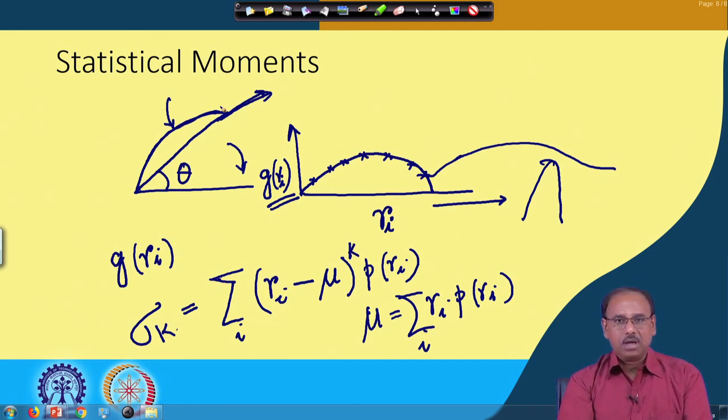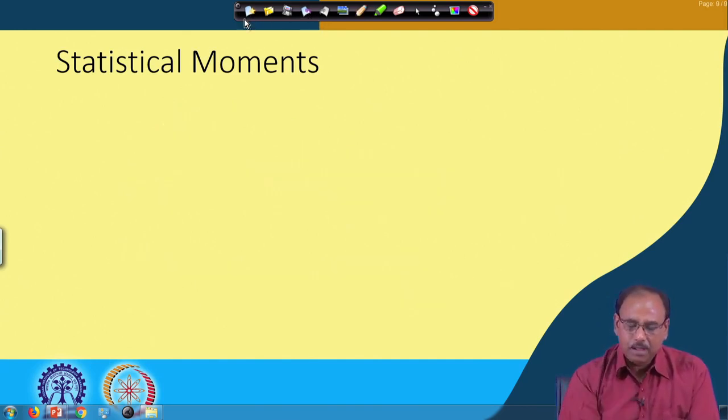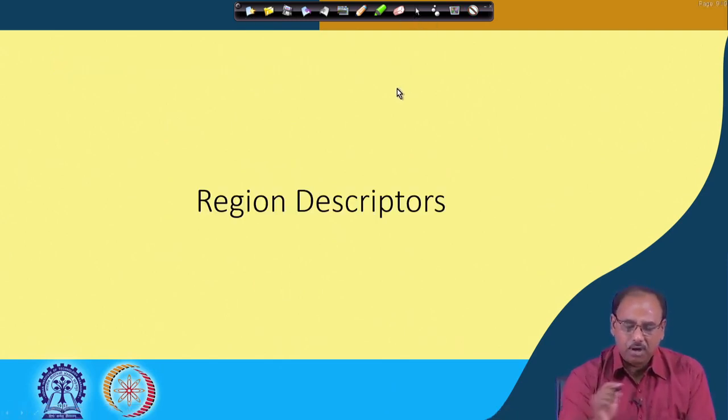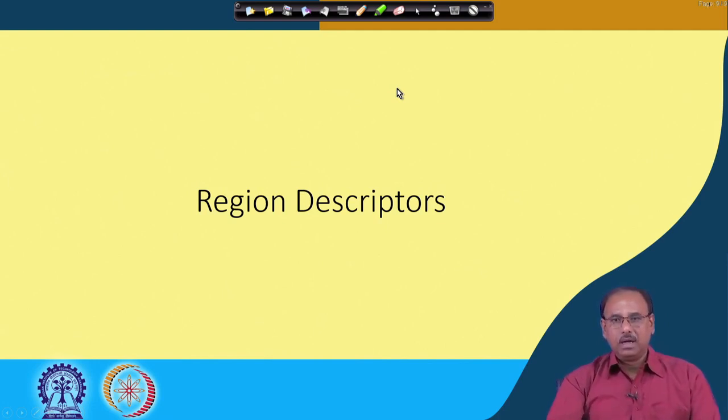So, till now what we have covered is the different types of boundary information that we can obtain from a given shape. So, with this I conclude this part of the lecture. In the next lecture, I will talk about how we can obtain the different region descriptors or the region information, including intensity, color and texture.